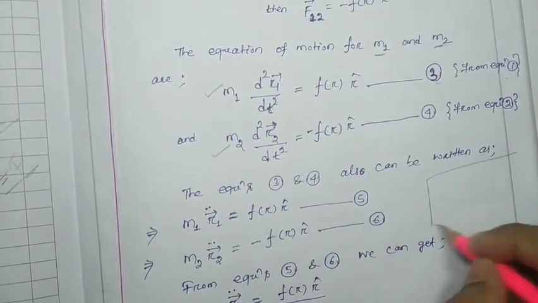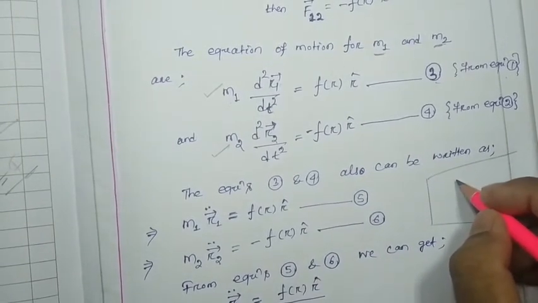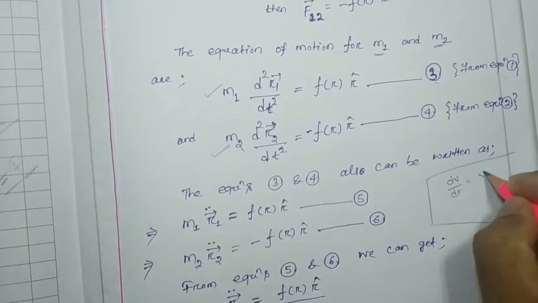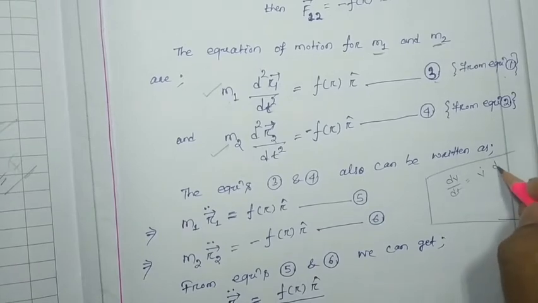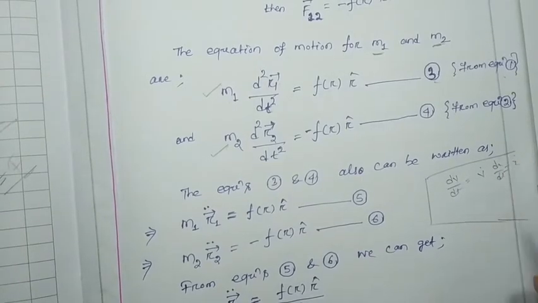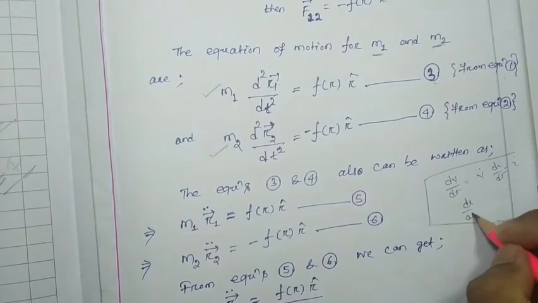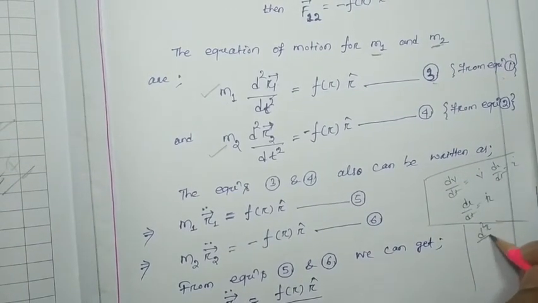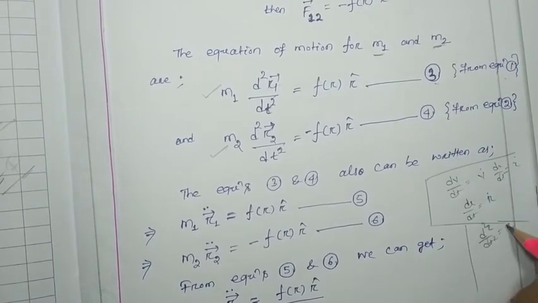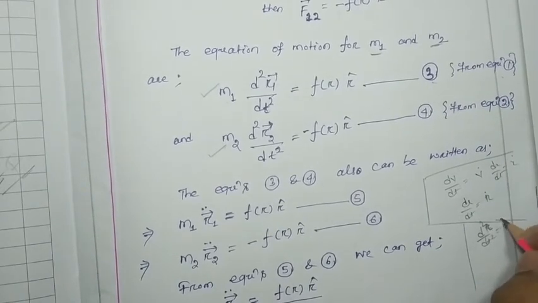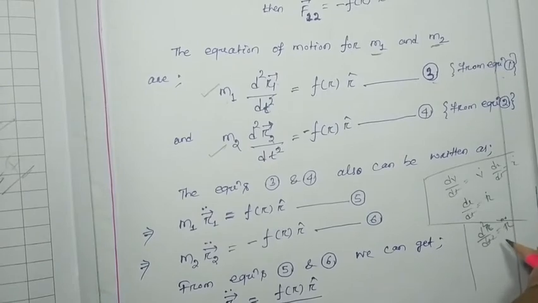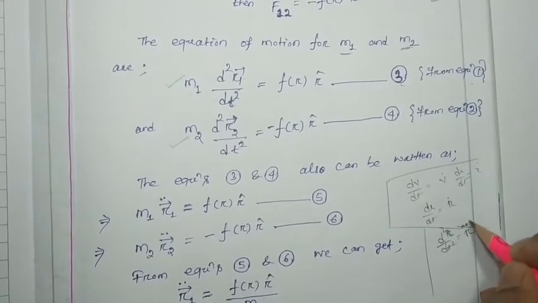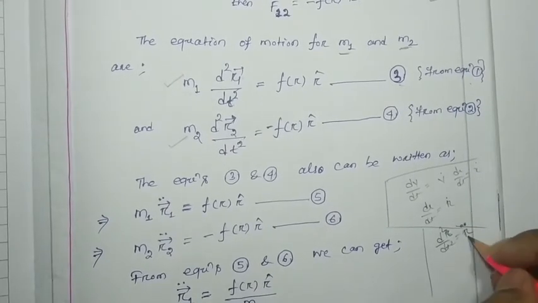In your mathematical physics, maybe you have already studied that dv by dt can be represented by v dot, dx by dt can be represented by x dot, dr by dt can be represented by r dot. Similarly, d square r by dt square is nothing but r double dot. So r double dot means differentiated with respect to t two times.